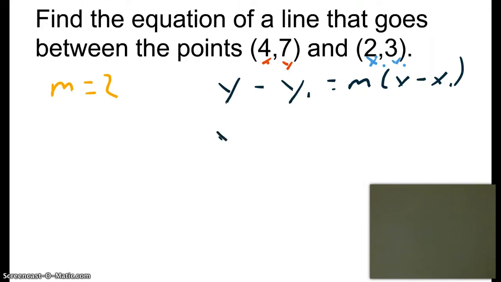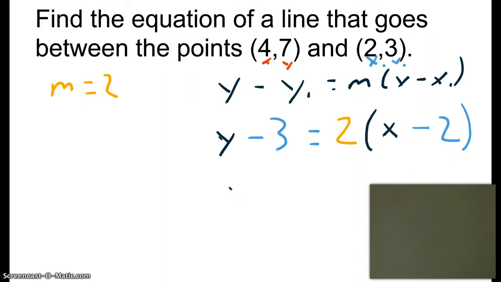I'm going to say, we're going to keep y. I'm going to plug in y1. So that was 3. Y minus 3. Well, I know my slope is 2. And I know we're going to leave x, and then x1 was also 2, just from that point. Alright? Now we're going to rearrange and put it in slope-intercept form, because that's what most people tend to like things in.